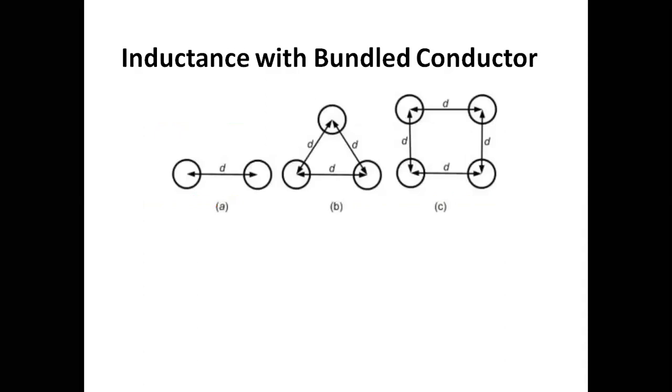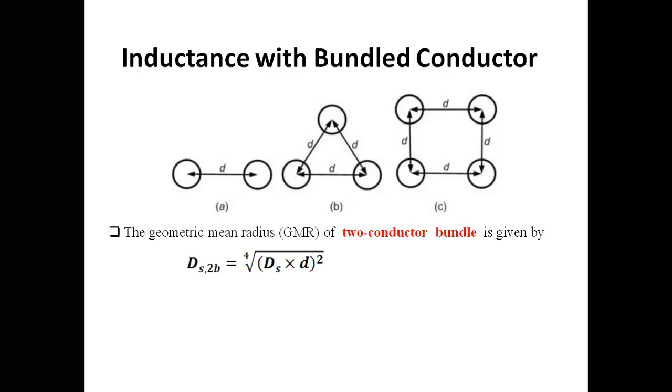Now we are going to discuss inductance. In the inductance calculation, we take the A, B, and C diagram for two conductors in the bundle. For two conductors in the bundle, only the geometrical radius will change. The GMR, Ds2b, equals the fourth root of Ds times d squared, whole squared, and it becomes the square root of Ds times d. So this is the GMR for two conductors in the bundle.